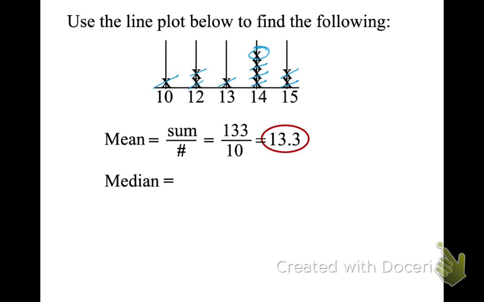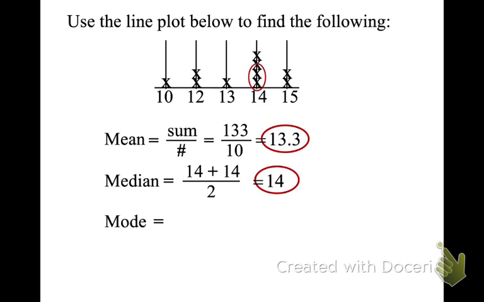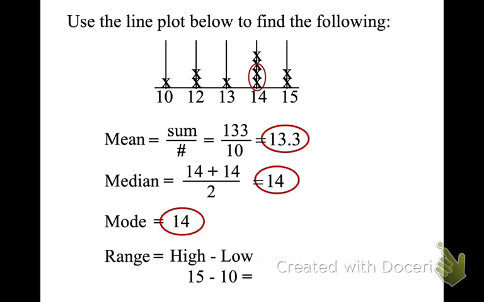The middle number is right here. It's between these two, so it's going to be a 14. 14 is the median. Let's see if they show a better example of that. So it's 14 plus 14 divided by 2, since there's two middle numbers. All right, my mode, what occurs the most, is the 14. And my range would be 15 minus 10. So that would be 5.